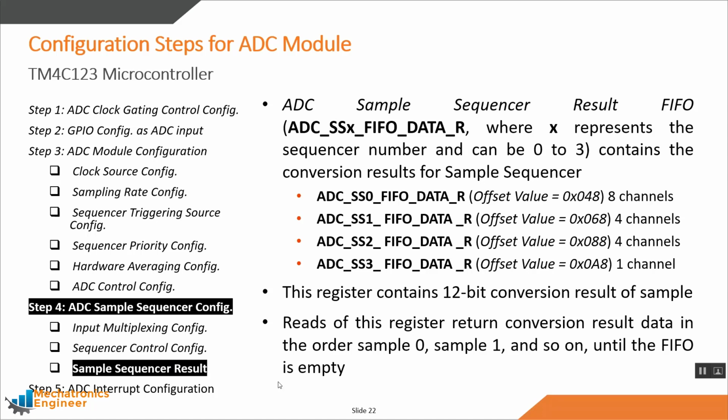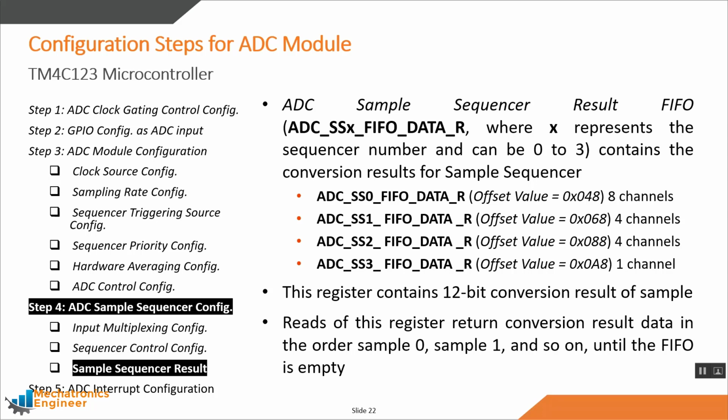Sample sequencer result. The ADC sample sequencer result FIFO register contains the conversion results for the sample sequencer. We also have separate registers for the different sample sequencers having different offset values. These registers will contain 12-bit conversion results from the ADC. Reads of this register return conversion result data in the order sample sequencer 0, 1 and so on until the FIFO is empty.